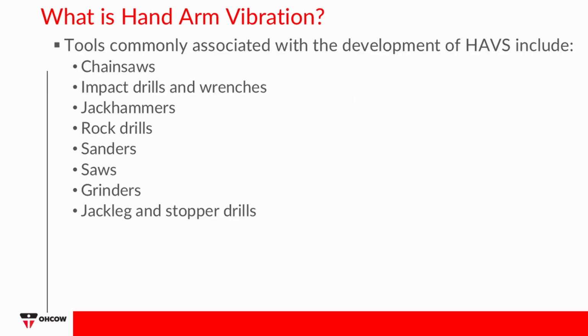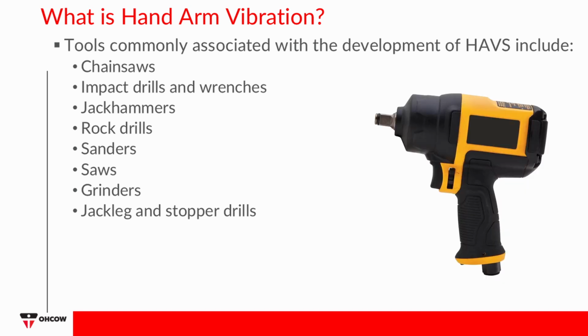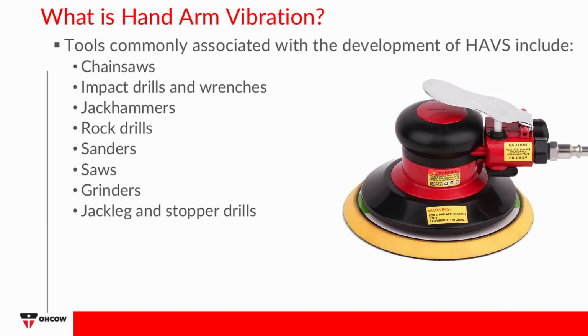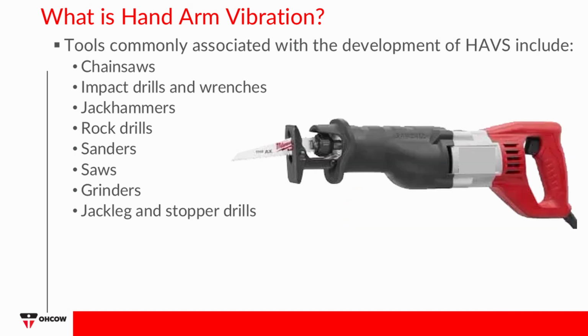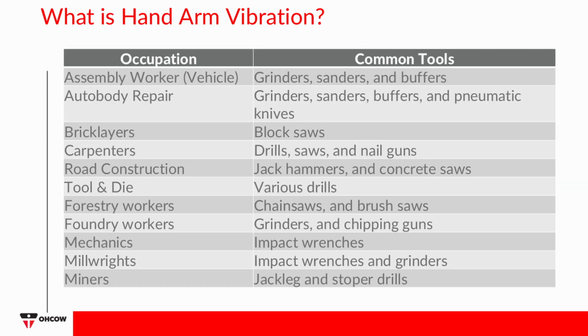The following tools are frequently associated with an increased risk of developing hand-arm vibration syndrome. Chainsaws, impact drills and wrenches, jackhammers, rock drills, sanders, saws, grinders, jackleg and stopper drills. The following is a list of occupations that are prone to the development of HAVS and the primary tools they use. Vehicle assembly worker: grinders, sanders, and buffers.